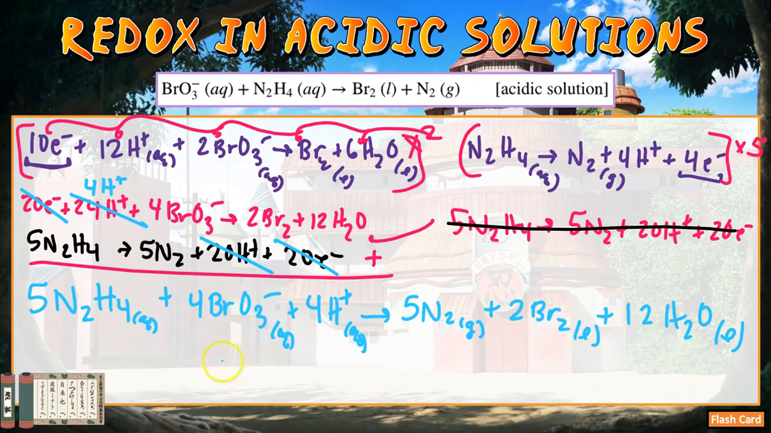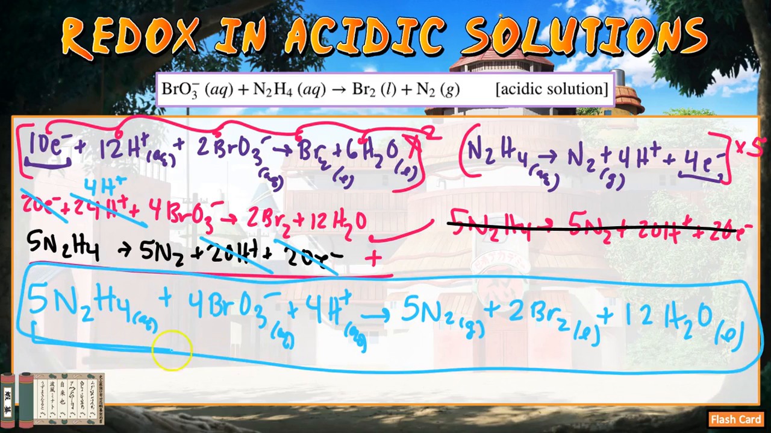All right, folks? So as you can see, all we did was use steps 1 through 5. We did not have to add that additional step because we are dealing with an acidic solution. Let's go ahead and see what happens if we did have to add an additional step for this particular reaction right here.